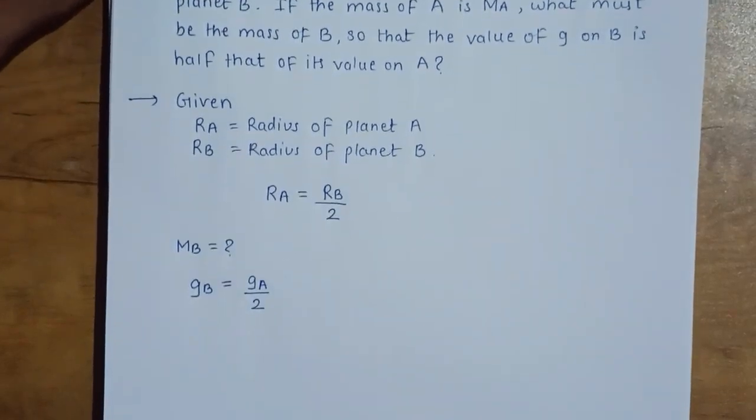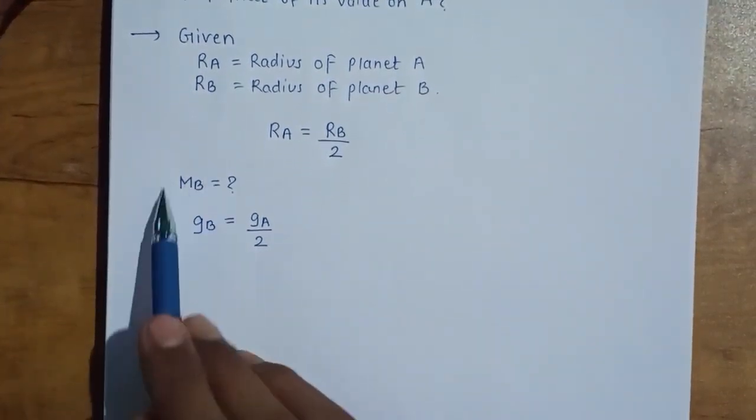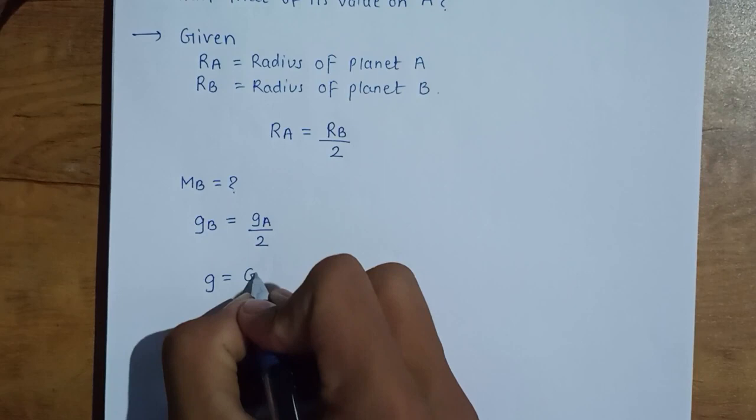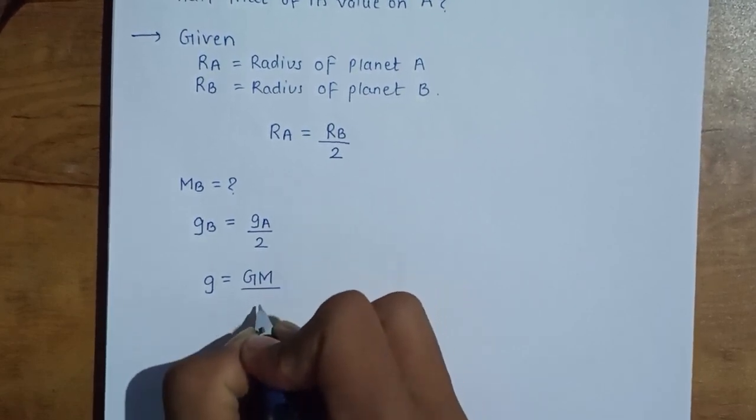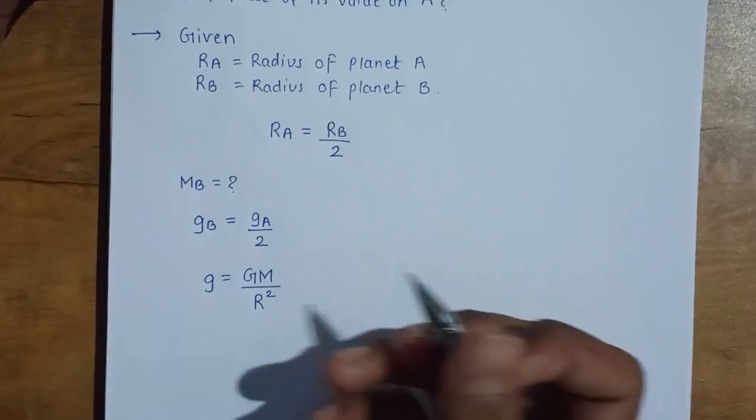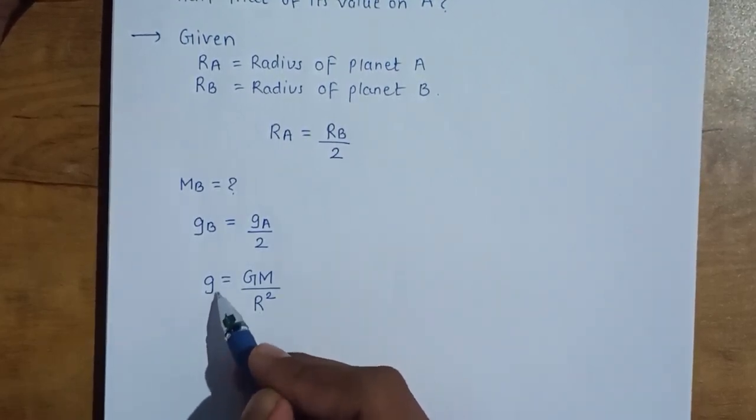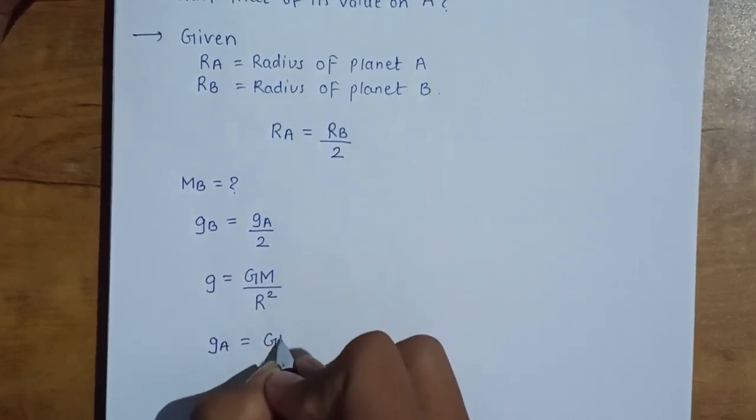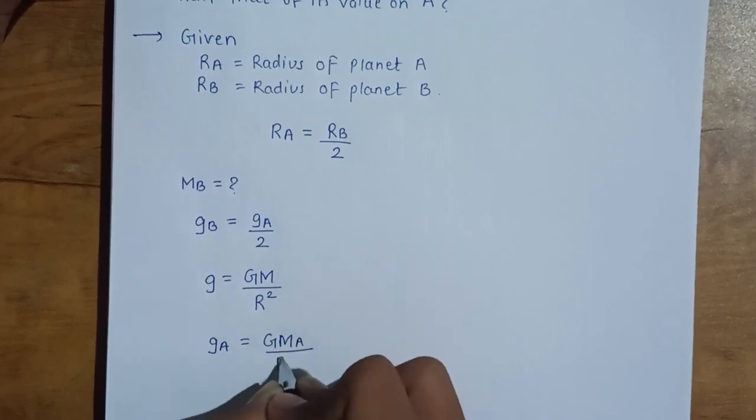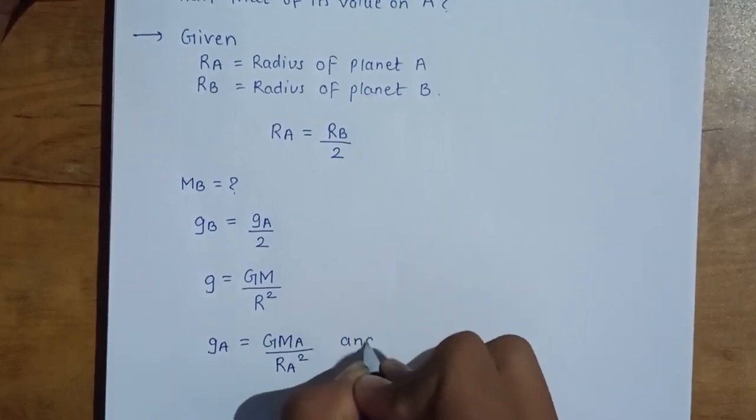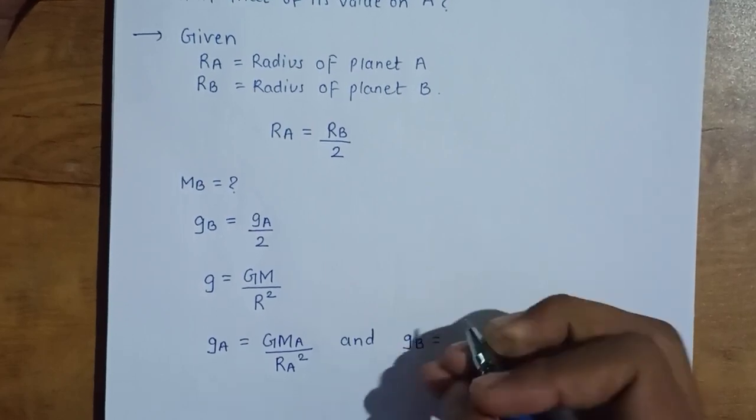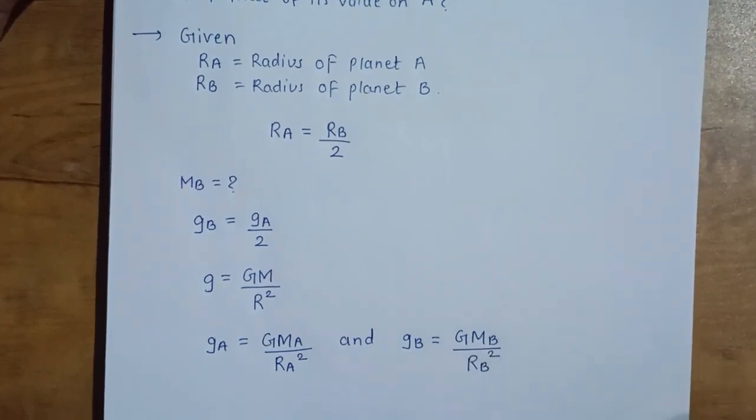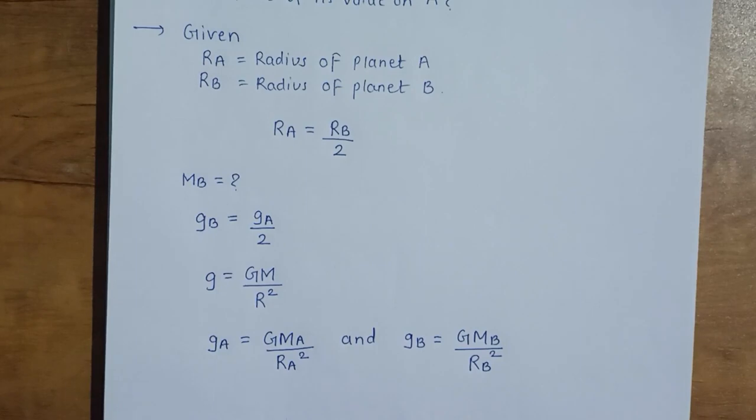Now we have to find the value of mb. First formula: we know that G equals Gm by R square. So this is a formula. First we will substitute this for Ga and then for Gb. So Ga equals Gma divided by Ra square and Gb equals Gmb divided by Rb square. So we have both these values Ga and Gb.